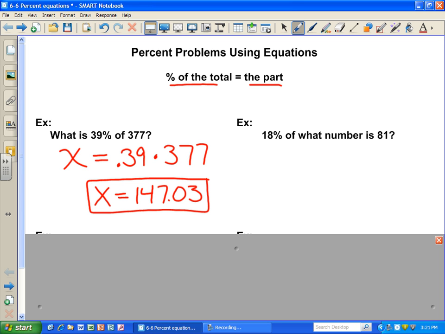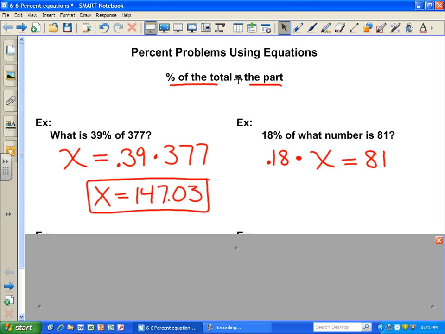Let's look at our next one. 18% of what number is 81? So again, you just read it from left to right, so you write it from left to right. 18% is 18 hundredths. Of means multiply. 18 hundredths of what number is 81? So 18% of what is going to give you 81? So again, logically, you should be thinking, if 18% of something gives me 81, well then logically that x has to be something much bigger than 81.